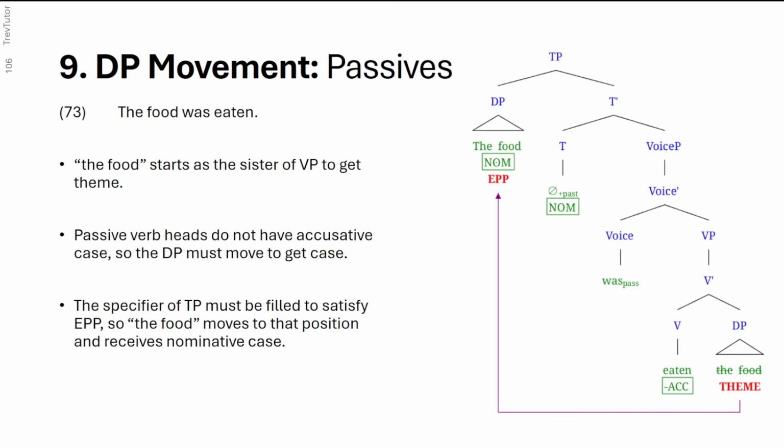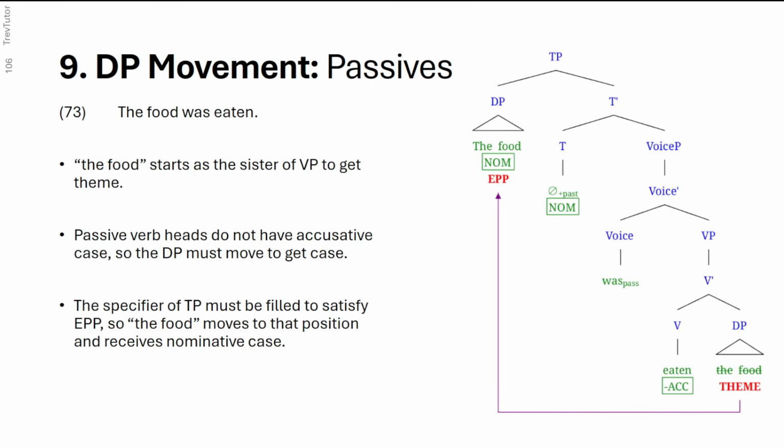Now, what about passives? Okay, well, passives are going to work the same kind of way. The food was eaten. Well, eaten, in its passive form, does not assign accusative case. It does not check it. This is minus accusative. So it needs to get case. So what's going to happen is the food is going to move up into the specifier of TP for EPP movement and reasons. And then that is going to check case with the nominative head on T.